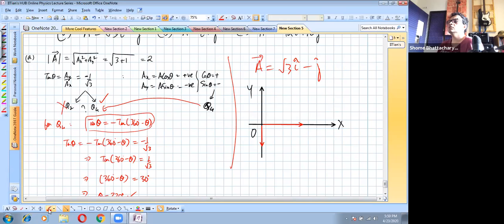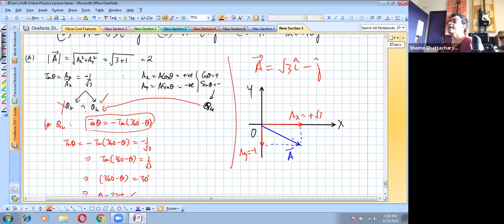This is how the thing is looking. Your Ax is positive root 3, and your Ay is minus 1. So naturally, where is your vector E lying? Your vector E is lying over here. It is the sum of this and this. So it's lying here. It truly makes sense that the vector E is the diagonal of this particular side.